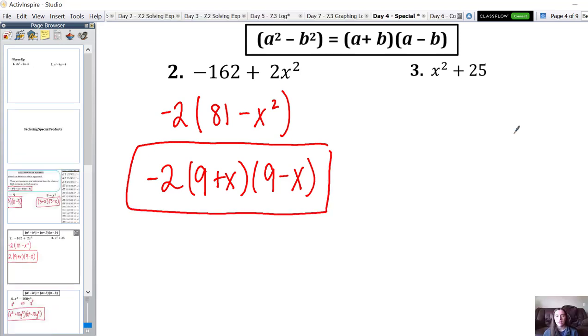In number 3, we have x squared plus 25. Now this looks good at the beginning, right? We have a perfect square, x squared, and another perfect square, 25. But this one has an issue. It's got a plus sign in the middle. Our difference of squares has to be just that, a difference. It has to be subtraction. So with this one, we can't factor it anymore, so this one is prime.